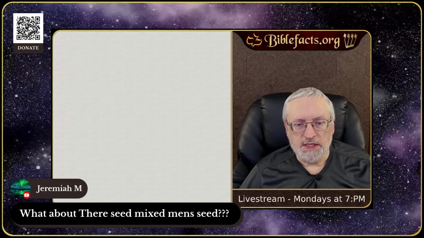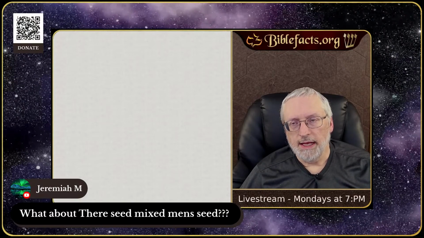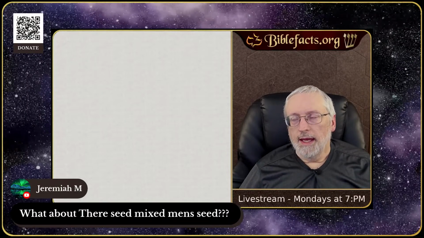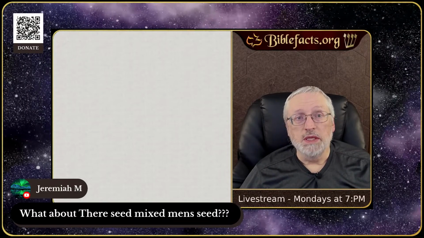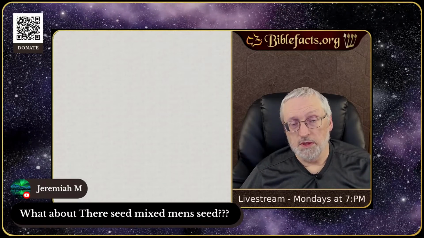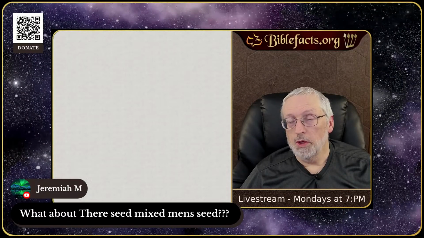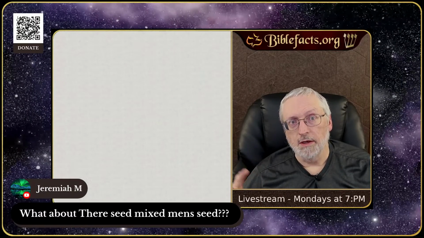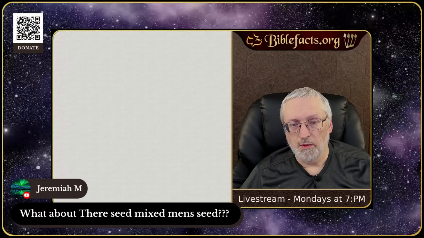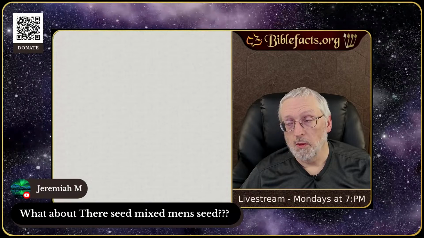So what about their seed mixed with men's seed? Yeah, that's in Daniel 2. It could be saying several things. We could be talking about Nephilim, mixing their seed with the seed of men, so another Nephilim creation type thing, which could be as simple as using that technology to do it, which gets us back to the AI and the stuff from the previous question.